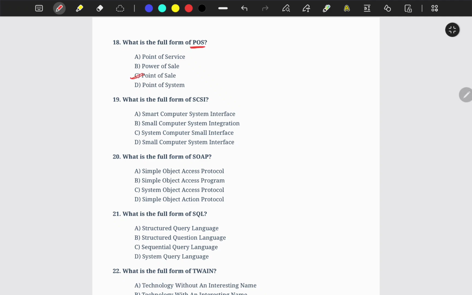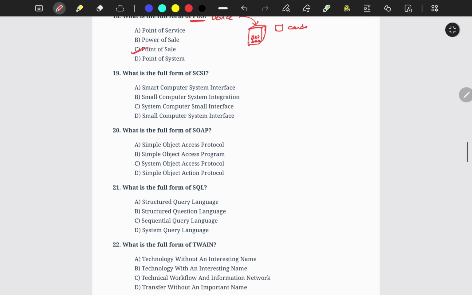See, for example, what is a POS device? Whenever you go shopping, you might have seen a device which is used to accept payment through your cards, credit card or debit card. You insert the card in this device and pay through it, right? These devices are known as POS, point of sale devices.